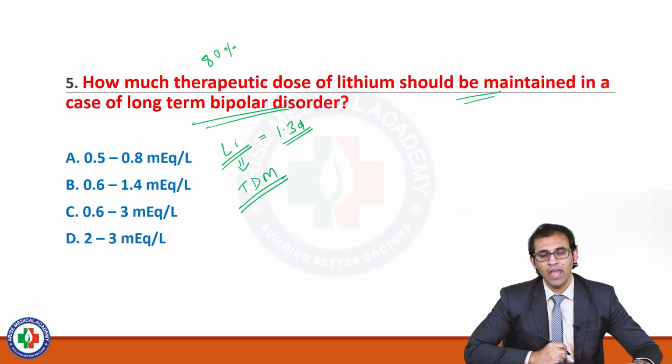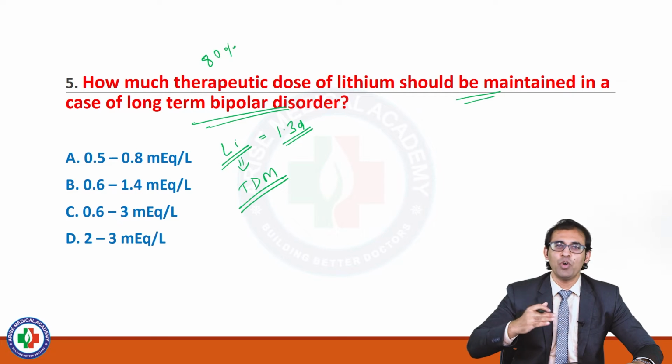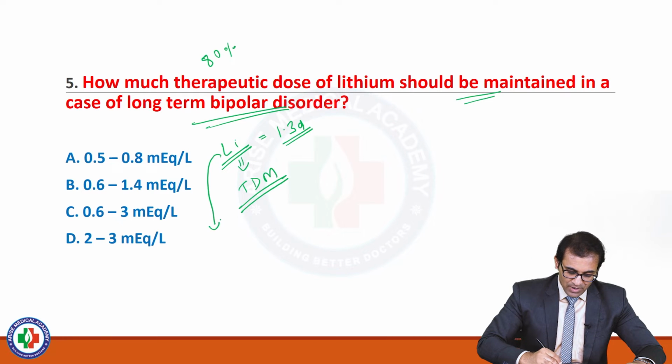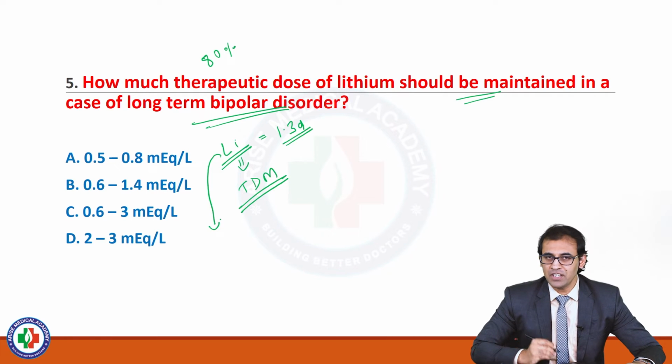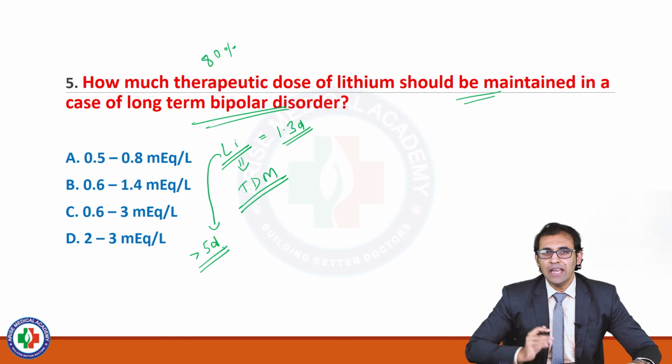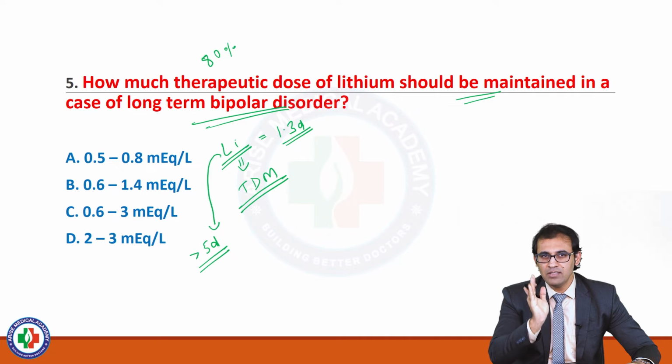Plasma concentration will be achieved only after 3 to 4 half-lives. So please understand that lithium achieves its plasma concentration only after 5 days. So easily we can understand that TDM in a case of lithium should be started after the 5th day. Easy to understand?